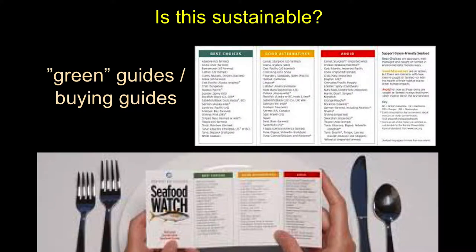Certifications. The other approach is these so-called green guides or buying guides. This doesn't say this individual piece of fish fillet is sustainable, but it says, hey, we're going to give you some general principles, and these things on average will work out for you.